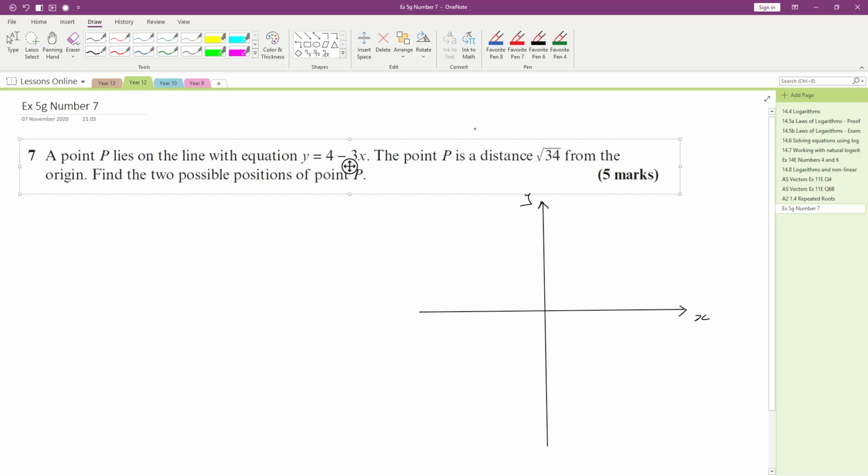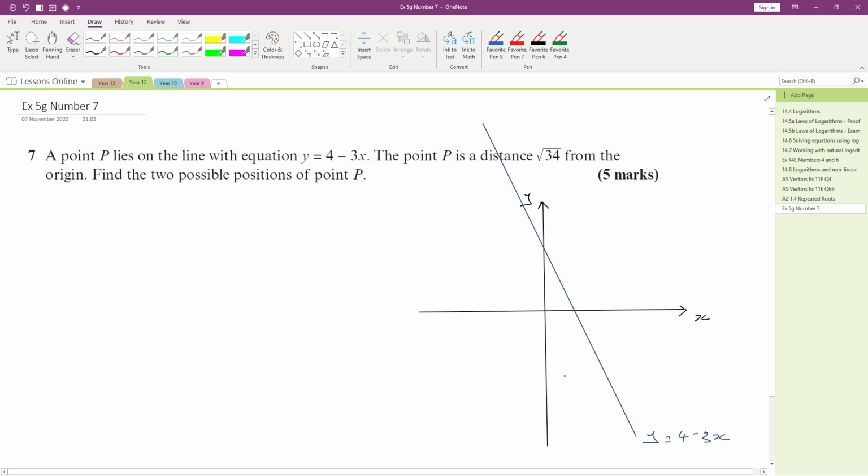Let's try again. Yeah, that's a little bit better. Right, so that's our line, y equals 4 minus 3x. And then we've got this point P. It's the distance of square root of 34 from the origin. That's our origin there. So from there, it intersects the line either there or there. So because it's the same distance from the origin all the time, it has a circular shape, basically it's a circle.